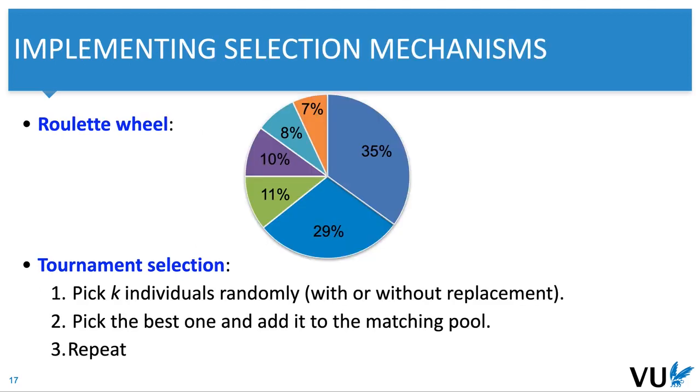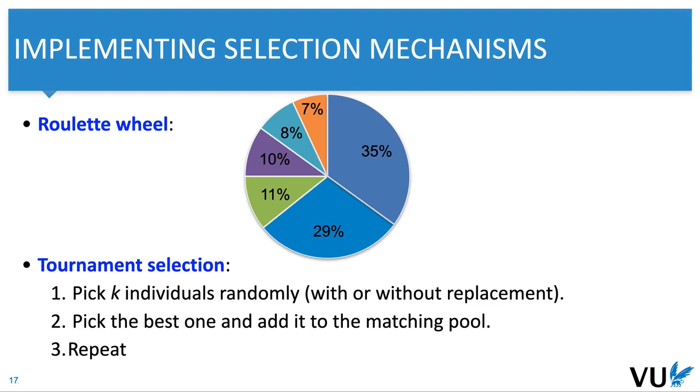How to implement these selection mechanisms? There are different approaches. One approach is to use the roulette wheel. So now we see that we assign pieces of this pie chart to different individuals. Here we have 1, 2, 3, 4, 5, 6 individuals, and then we just roll this roulette wheel, and where the pointer lands, we pick this individual, right? So for instance, let's say we pick the blue one or the green one or whatever.